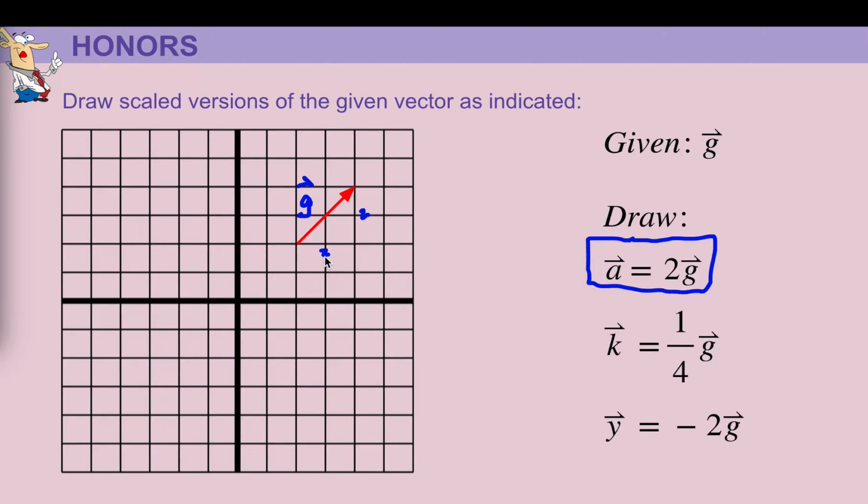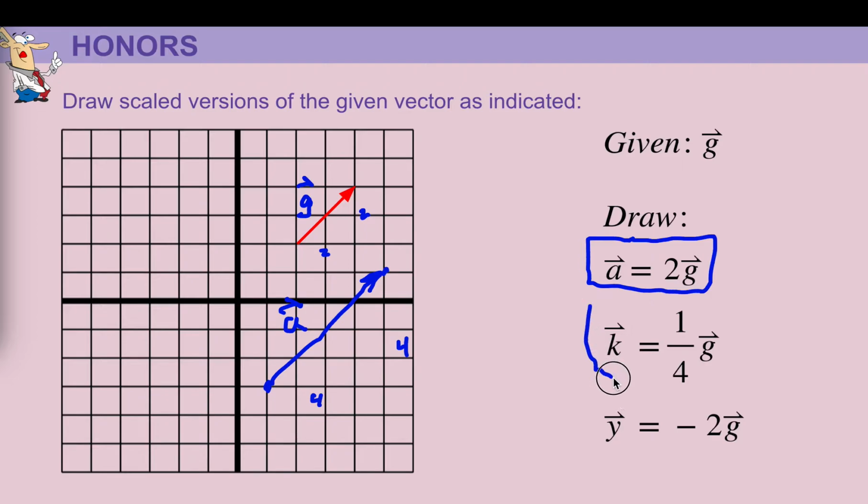That simply means that instead of going 2 in the x direction, I'll go 4. So I'm just randomly picking this spot here, and I'm going to go 4 in this direction. And let's see, 1, 2, 3, 4, and then 4 in this direction here, the y direction. 1, 2, 3, 4. Here's my terminal. I go ahead and draw my vector and label it. So this one is vector A.